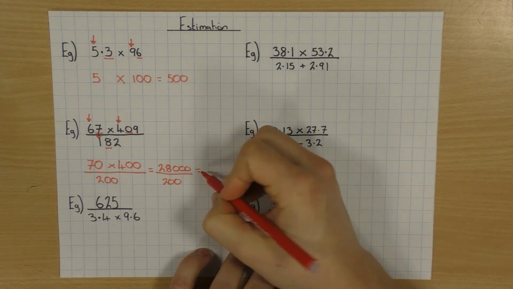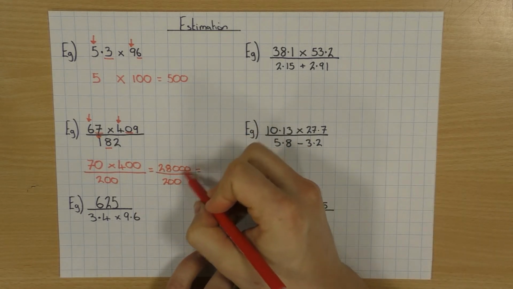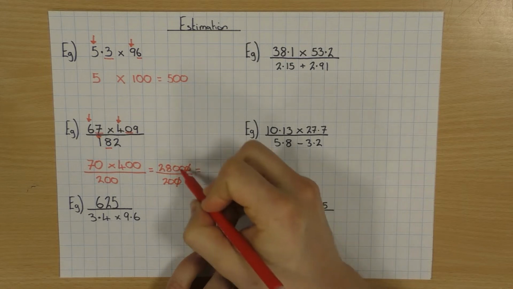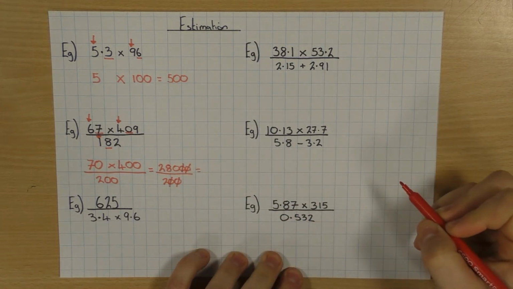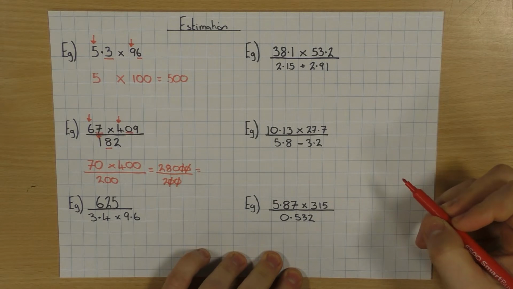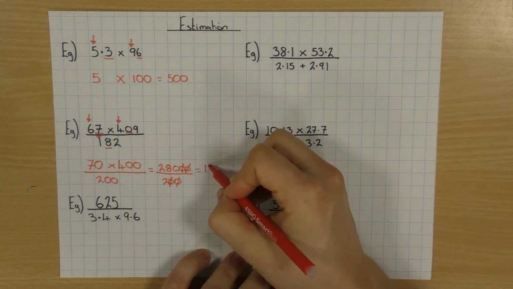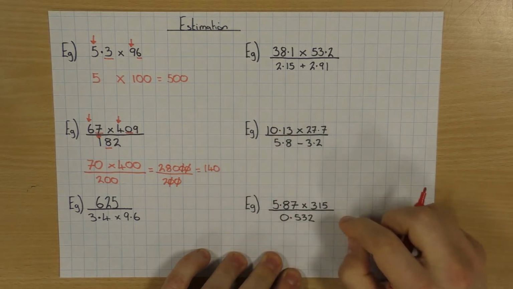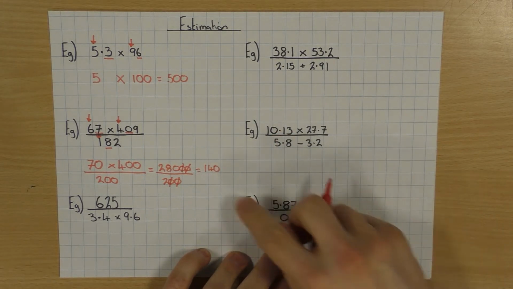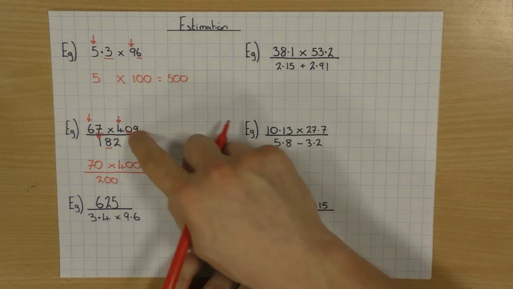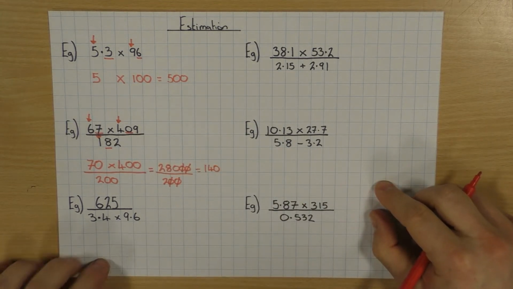Let's simplify this a little bit. I've got zeros on the top and the bottom, so I'm going to cancel those out. Essentially, I've just divided by 100 on both the top and the bottom, which leaves me with 280 divided by 2, which is much easier. And we get the answer of 140. So again, the estimate, the educated guess, is around about 140.